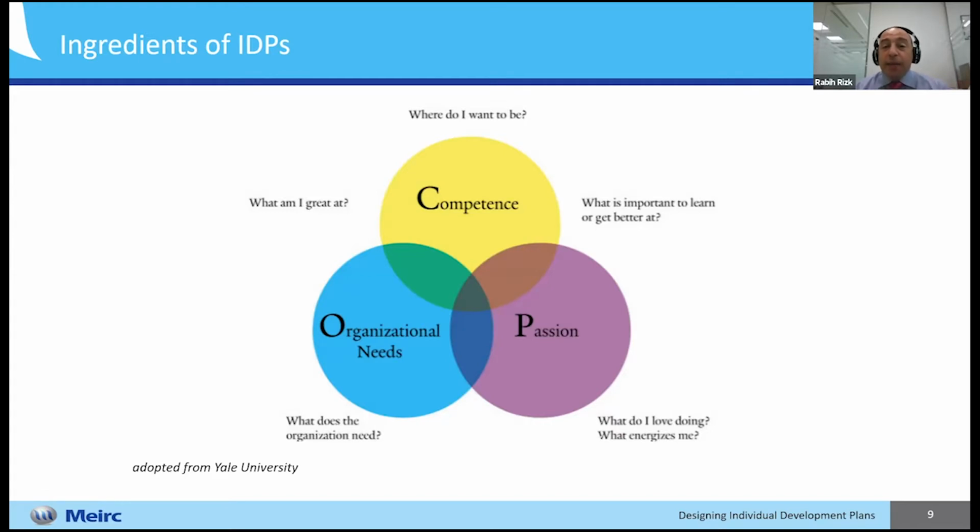What am I great at? What's important to learn or get better at? And where do I want to be? But this is only one aspect. Another very important aspect of IDPs is also the needs of the organization. I would like to explore my potentials in business development. However, is that decision or aspiration sound for the organization? Would it benefit the organization as well?